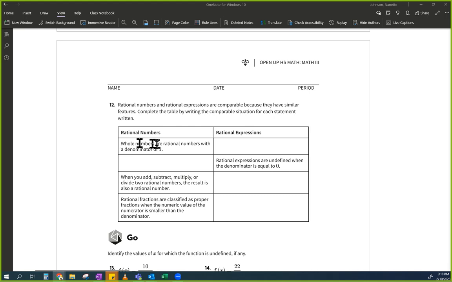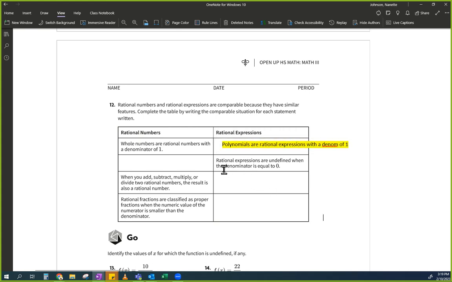So if whole numbers are rational numbers with a denominator of 1, that would mean that polynomials are rational expressions with a denominator of 1, right? Let me highlight or something. I don't know. Maybe it'll stick out more.